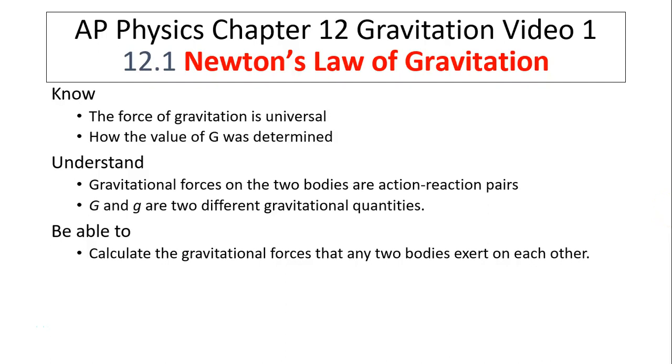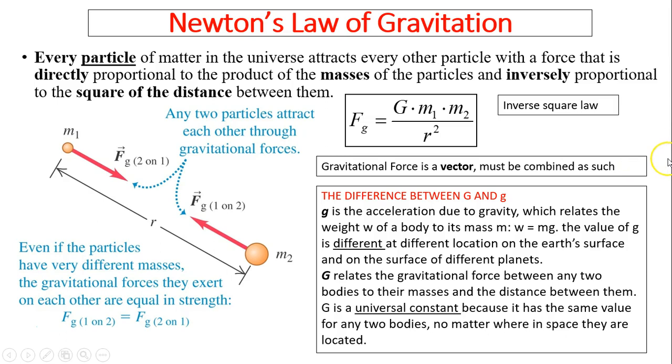This is AP Physics Chapter 12, Gravitation Video 1. Today's topic is Newton's Law of Gravitation. The objectives are: know the force of gravitation is universal, know how the value of capital G was determined, understand gravitational forces on two bodies are action-reaction pairs, understand capital G and lowercase g are two different gravitational quantities, and be able to calculate the gravitational force that any two bodies exert on each other.